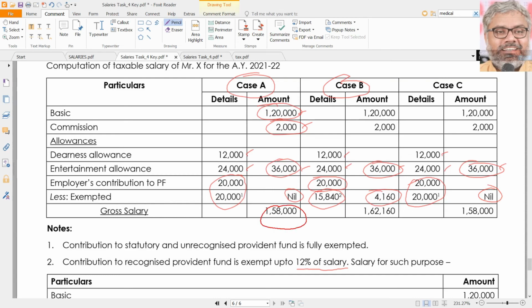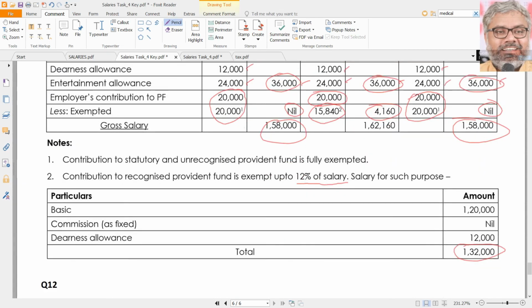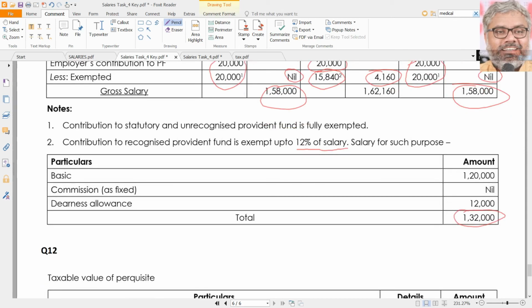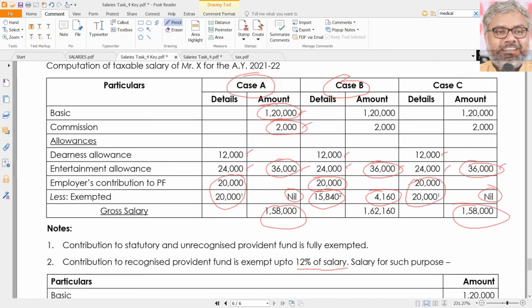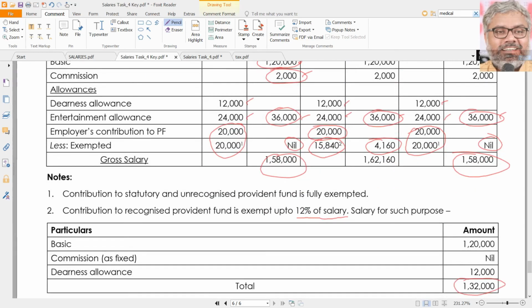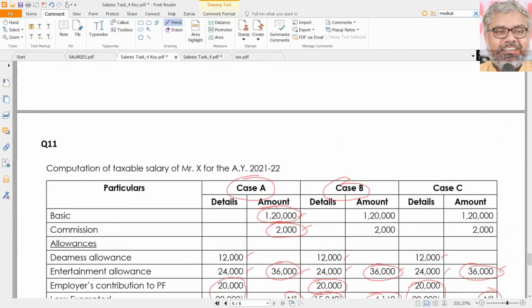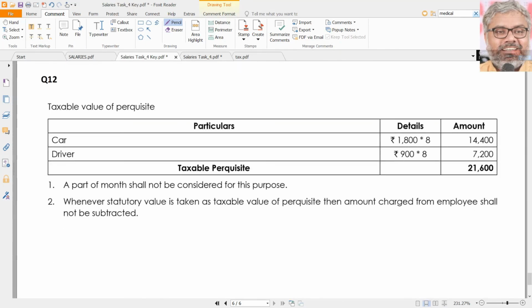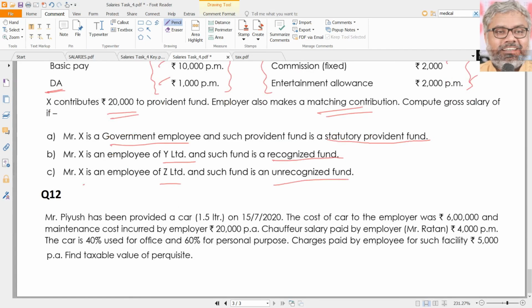So for case A and case C, the gross salary is the same. For case B, only computation is there for the extra taxable amount of employer's contribution to recognized provident fund, which is 4,160 in this case. That is question number 11, majorly focusing on the contribution to different types of provident funds. That's it. Then question number 12.